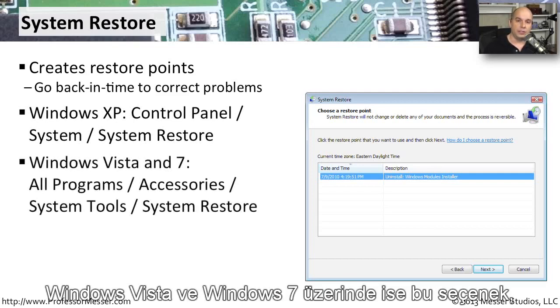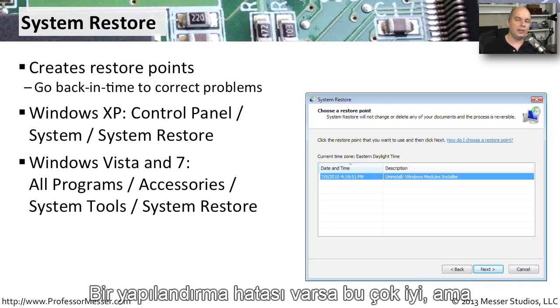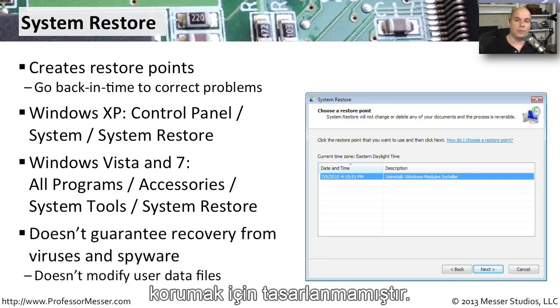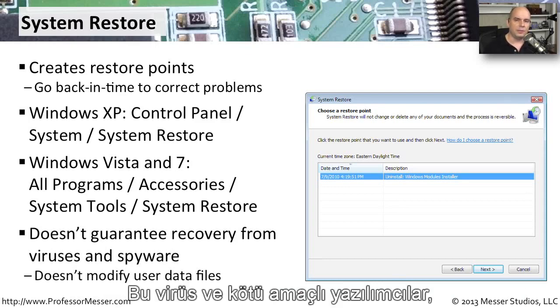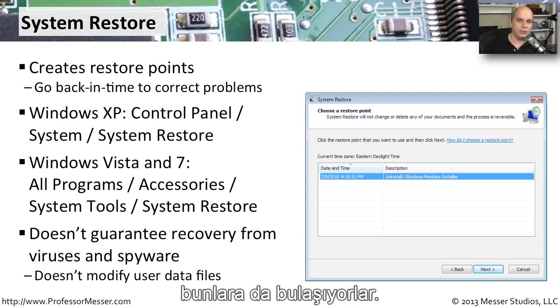On Windows Vista and Windows 7, it's under All Programs, Accessories, System Tools, and System Restore. This is very good if you have a configuration error, but it's not really designed to protect from a virus infection or a malware infection. Those virus and malware writers know that you're going to use this function, and they go into your backups and infect those as well.